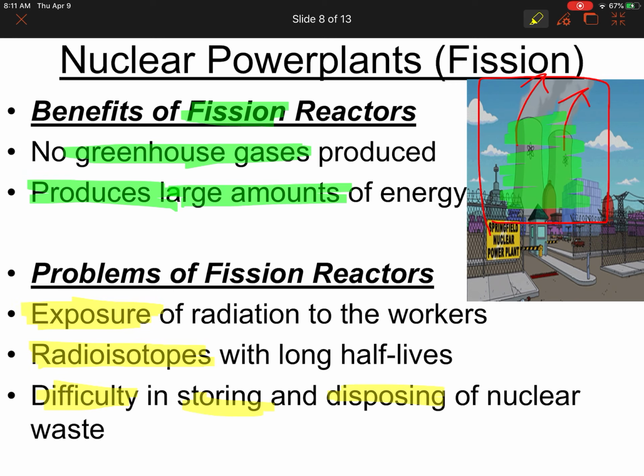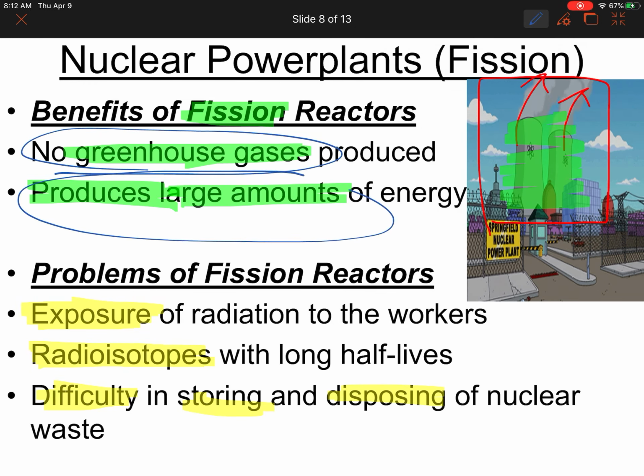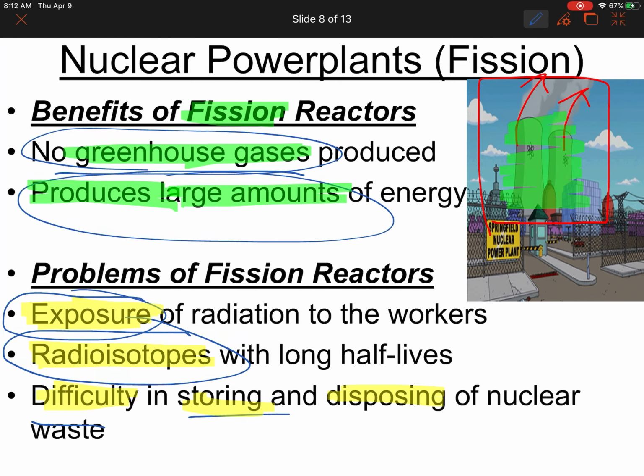All right? So, benefits of fission reactors: no greenhouse gases, and they produce large amounts of energy. The problems: workers can be exposed to radiation, which causes cancer and other problems. Radioactive isotopes, or basically radioactive particles, have long half-lives. In other words, they last around for thousands of years. And there's difficulty in storing and disposing of radioactive waste.